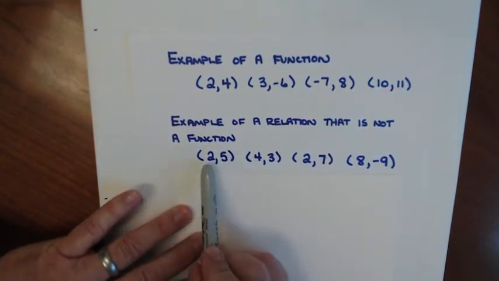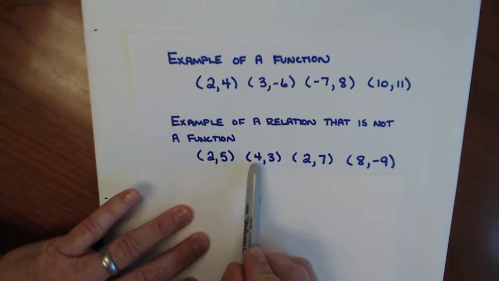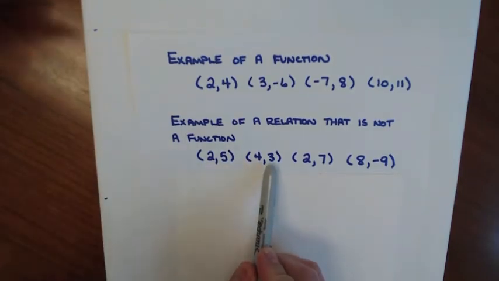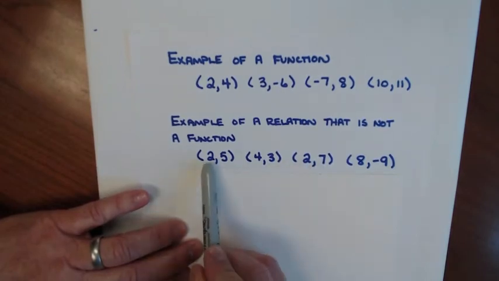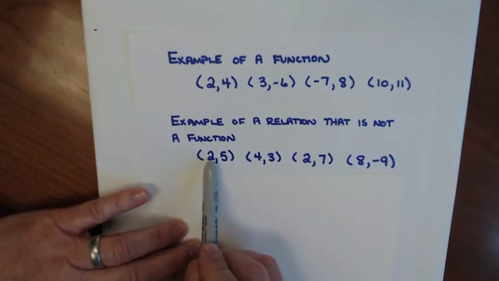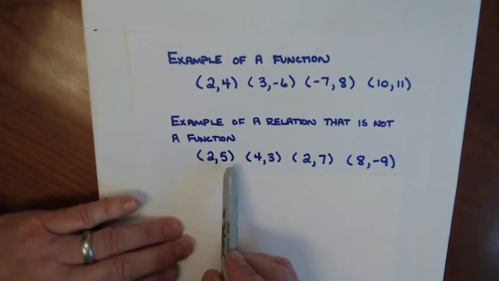This is an example of something that's not a function. On this one, 2 is assigned to 5, 4 is assigned to 3, but then they're trying to take 2 and assign it also to 7. 2's already assigned to 5. This number right here, 2, which is in the domain, can only be assigned to one number.